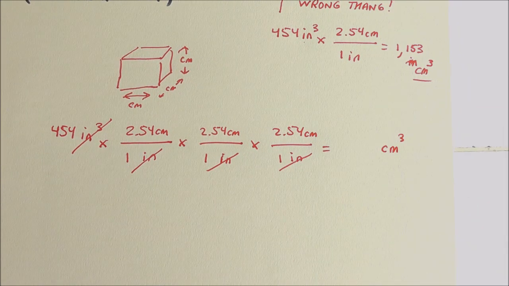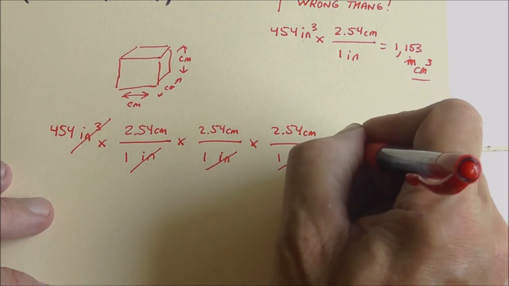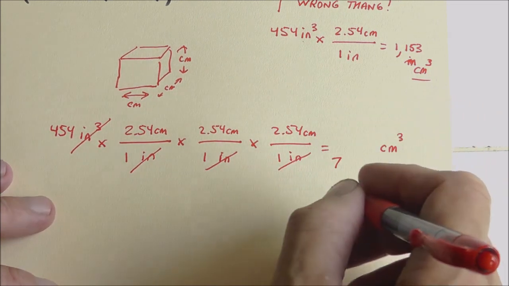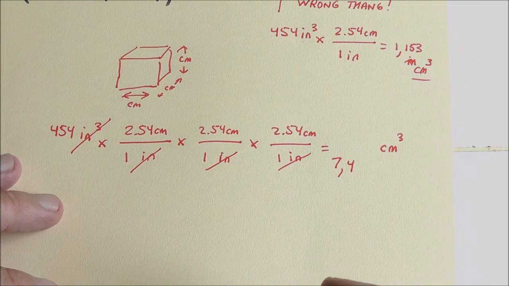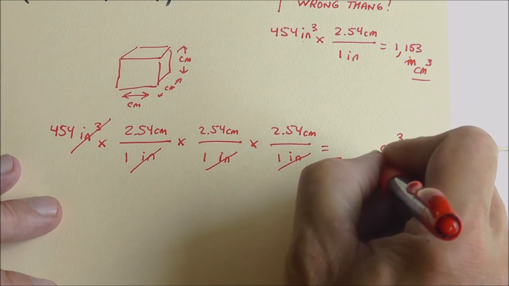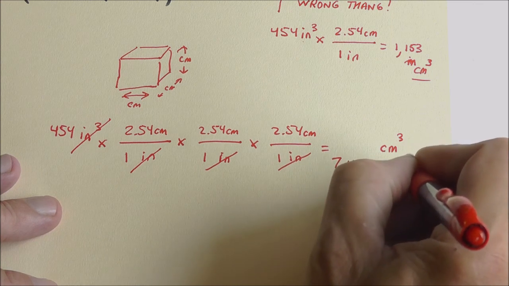Still haven't solved our problem yet, guys. So hold on, gang. Let's get this done. 454 times 2.54 times 2.54 times 2.54, and this would be 7,000. We're not done yet. They want it in liters, folks, so just hang in there. 7,439.7 centimeters cubed.